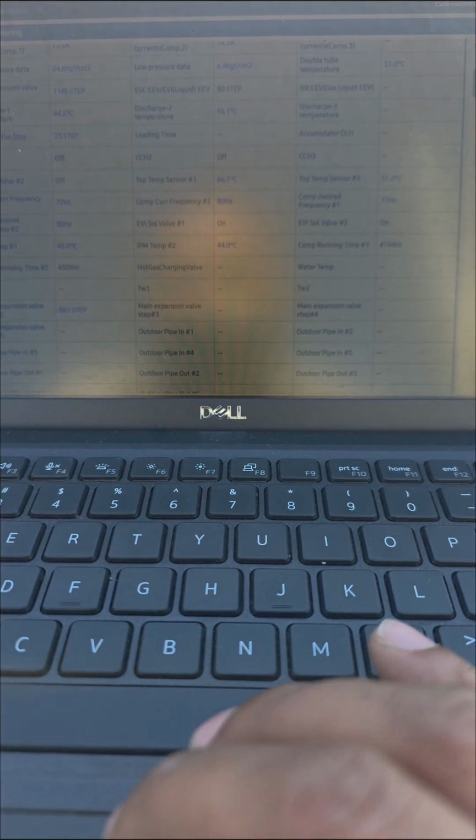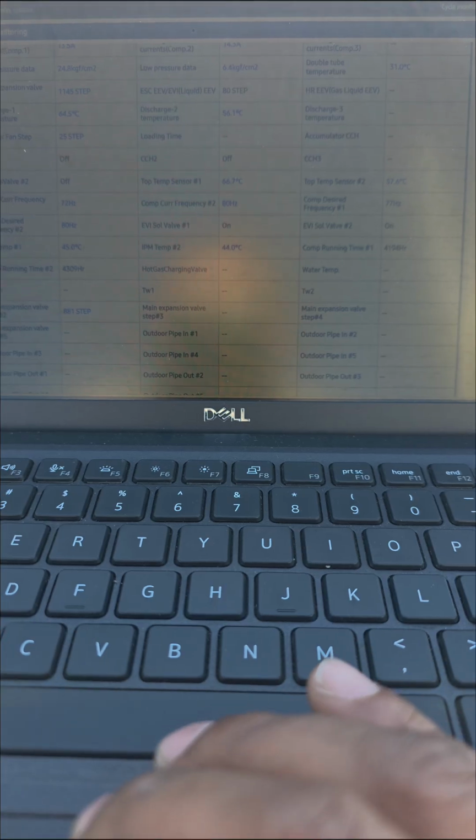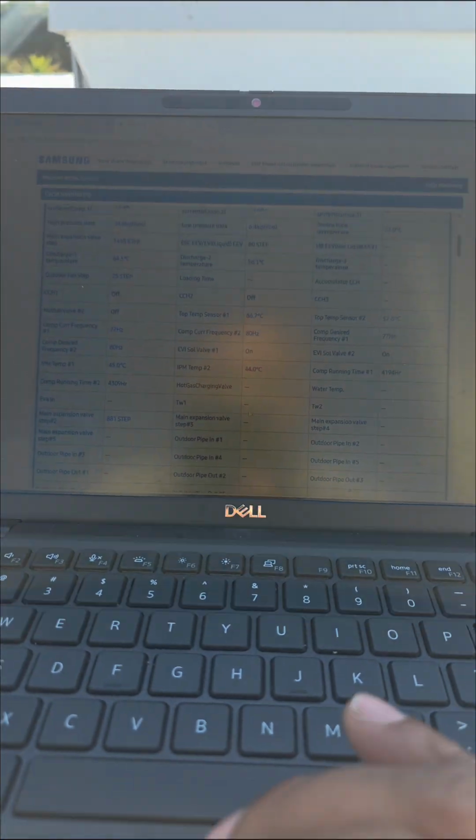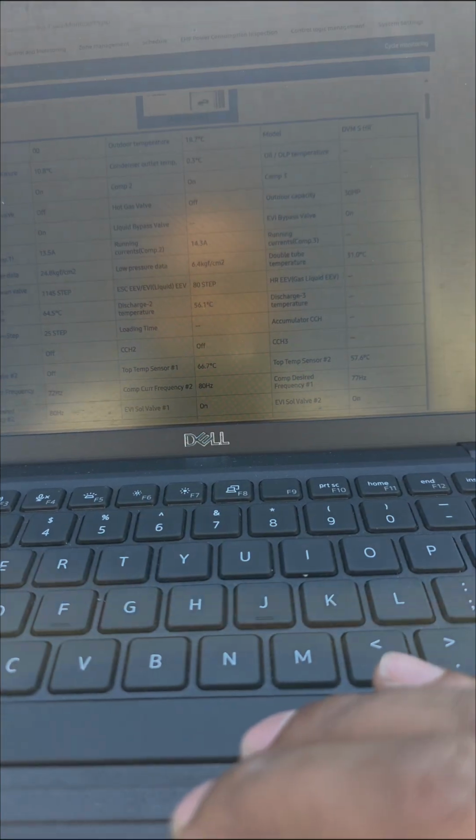But what I'm looking at is 45 and 44 IPM temps. That's fine. Compressor top is all good. Bottom. Low pressure is fine.